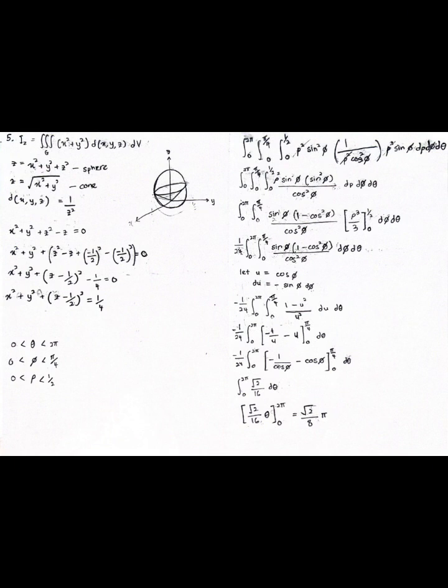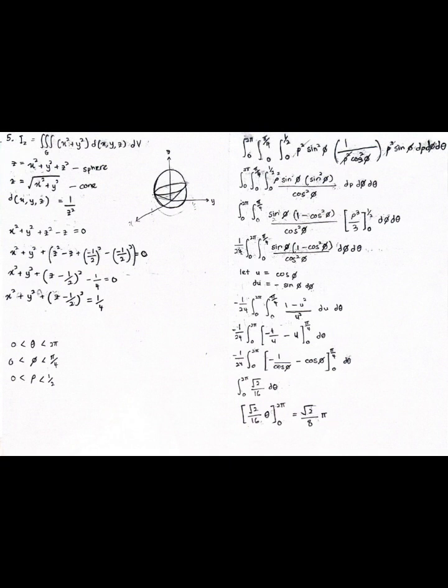We insert the limits into the integration, and we set the value of x square plus y square equal to r square, which is equal to rho square sine square phi, and for delta xyz we have 1 over z square, and we know z square is equal to rho square cos square phi, and we have rho square sine phi d rho d phi and d theta.